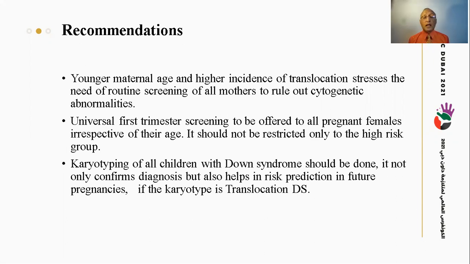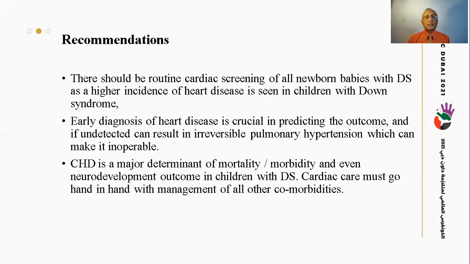But because it is very high, and because we have a large number of patients who are less than 30 years, we should offer all mothers a first trimester screening, and if necessary, further workup. Karyotyping of all children with Down syndrome should be done, if not only to confirm the diagnosis, but also to help in risk prediction in future. Here again, because our translocation is very high, it is absolutely essential. And that is the reason why we have to stress karyotyping, to find out if there's an increased risk of translocation, and then the need for screening in subsequent pregnancies.